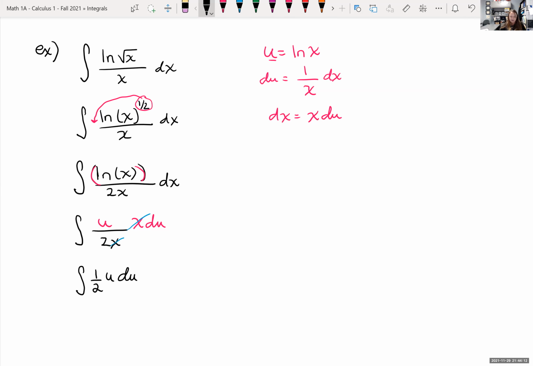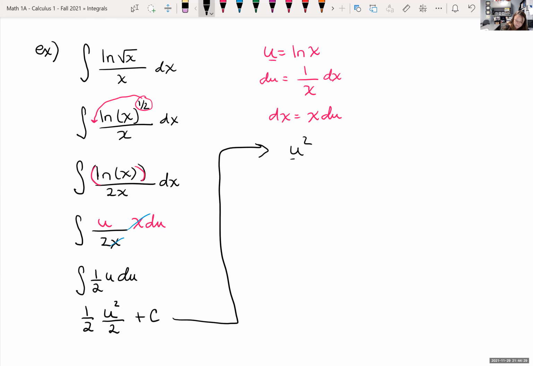So now we can take the antiderivative of that. So 1/2, add 1 to our exponent of u, that gives me 2. Divide by my new exponent, which is 2, plus c. So we get u squared over 4 plus c. But u was the natural log of x. So we have the natural log of x quantity squared all over 4 plus c.